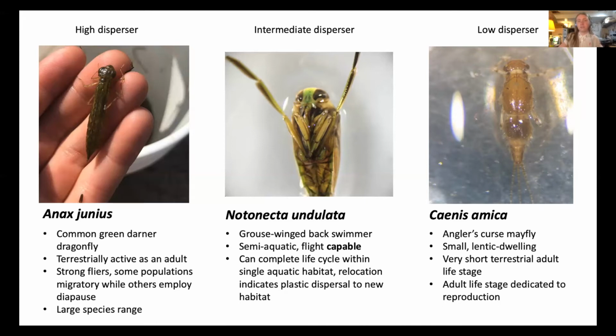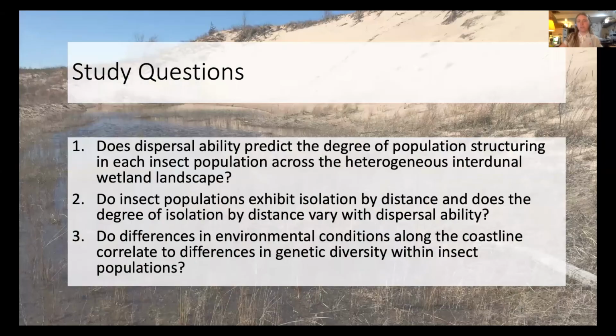So for this study, we set out to answer 3 general questions. First, does organismal dispersal ability of aquatic insects that dwell in interdunal wetlands determine the degree of population structuring across the landscape? In other words, do organisms that are capable of high dispersal reflect a low degree of population genetic structure, while insects that are capable of limited dispersal reflect a high degree of population genetic structure along the coastline?